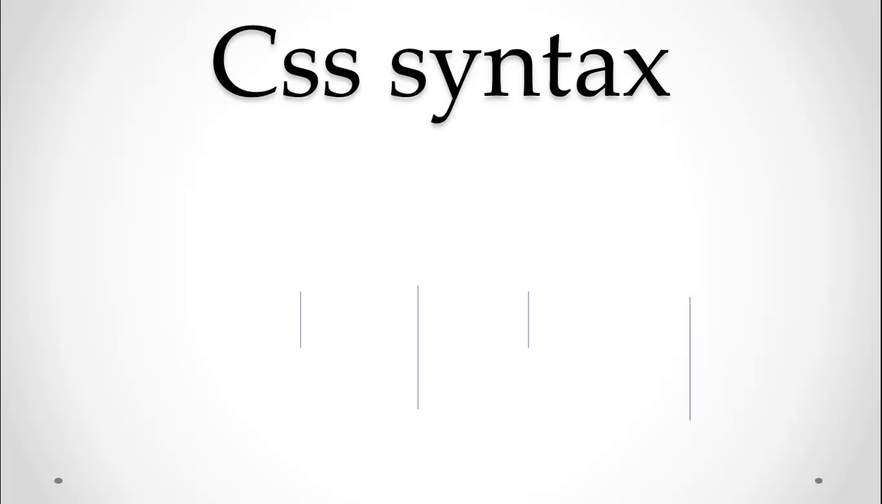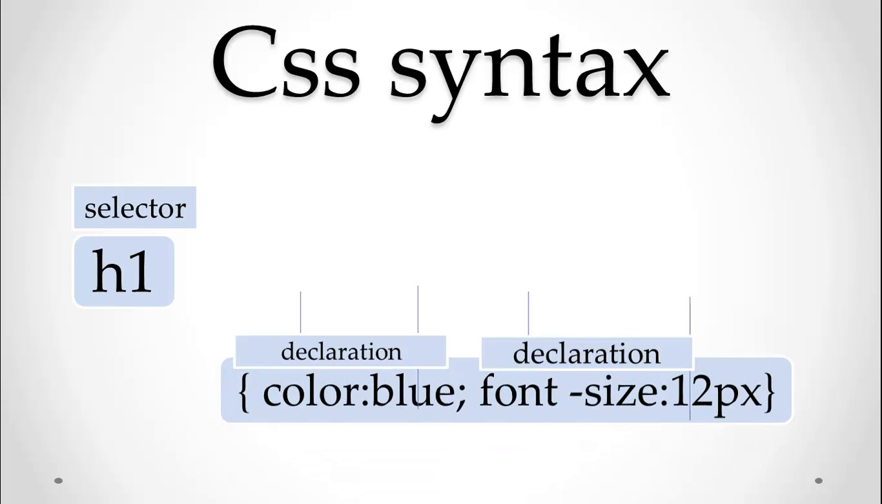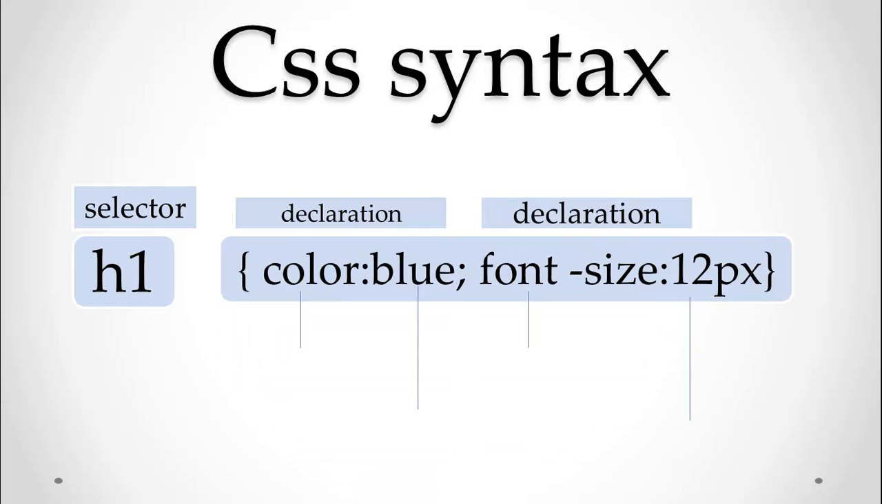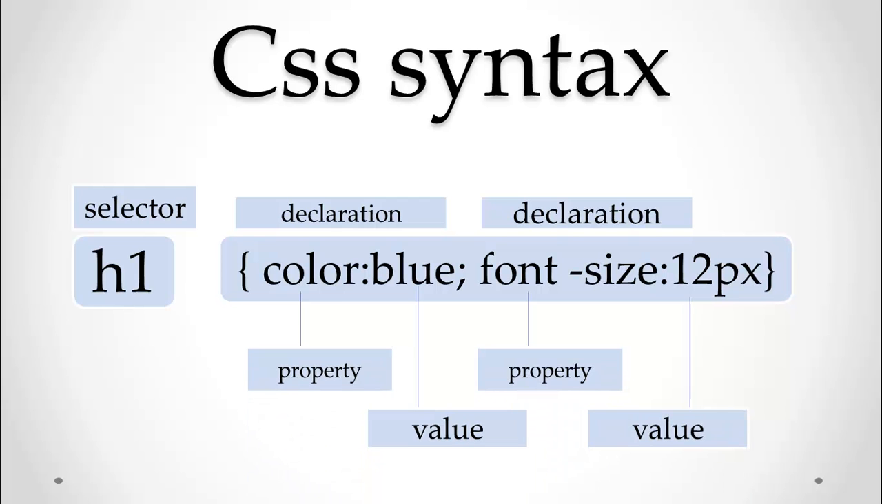The selector points to the HTML element you want to style. The declaration block contains one or more declarations separated by semicolons. Each declaration includes a CSS property name and value separated by a colon. A CSS declaration always ends with a semicolon, and declaration blocks are surrounded by curly braces.